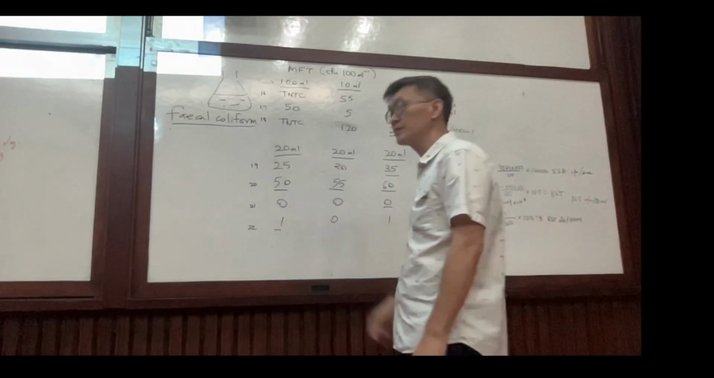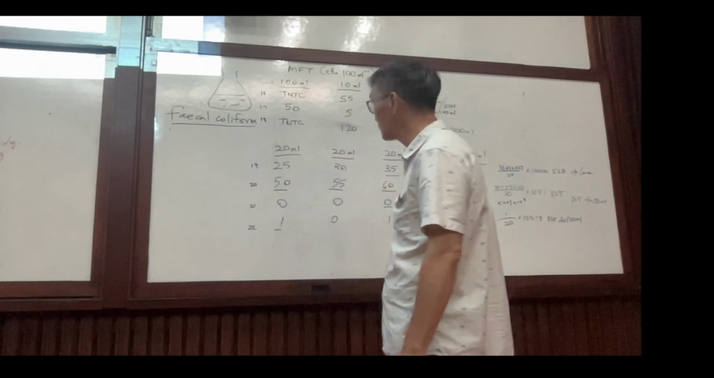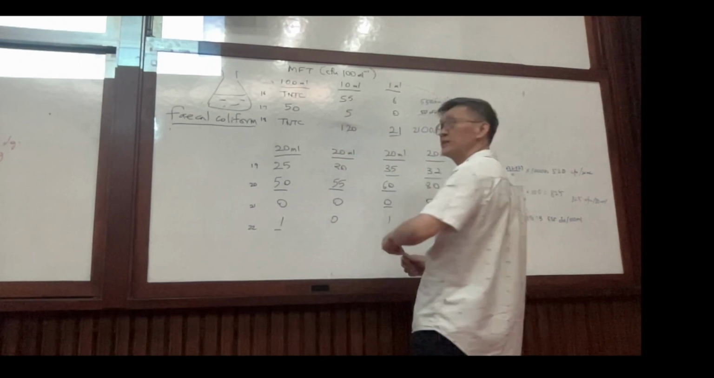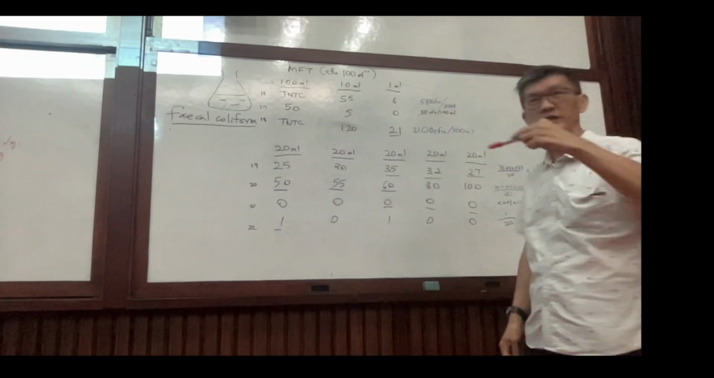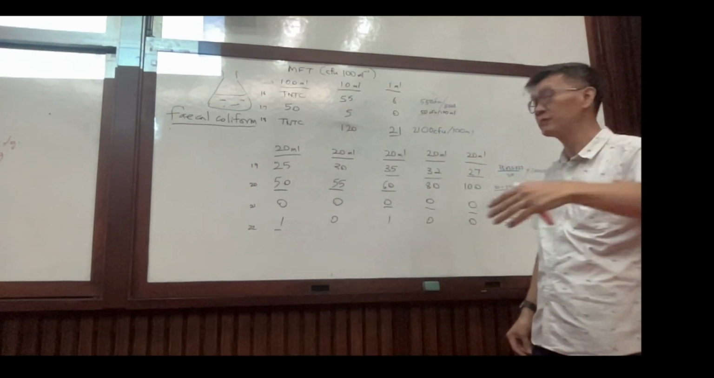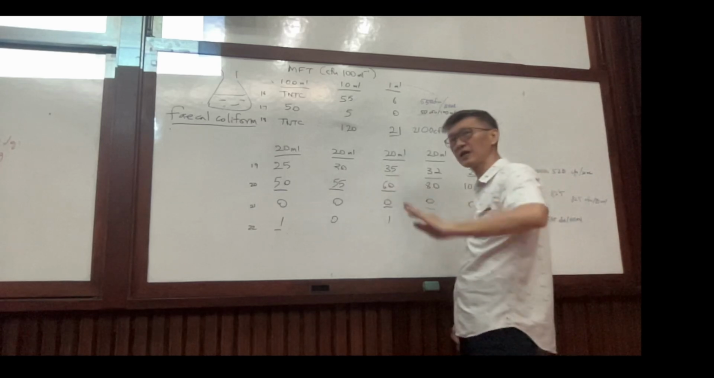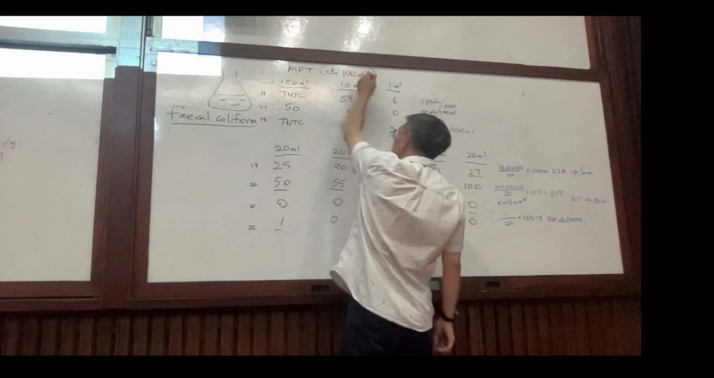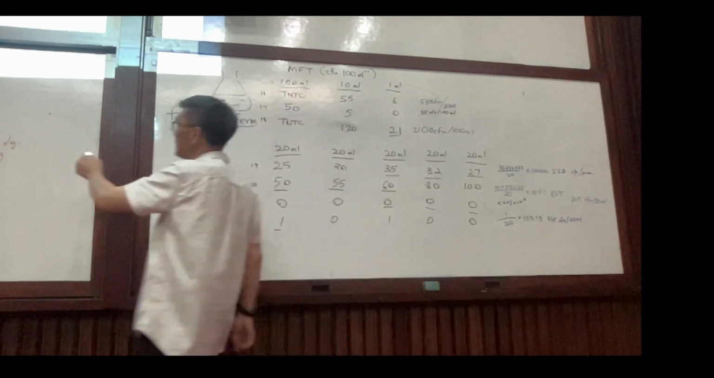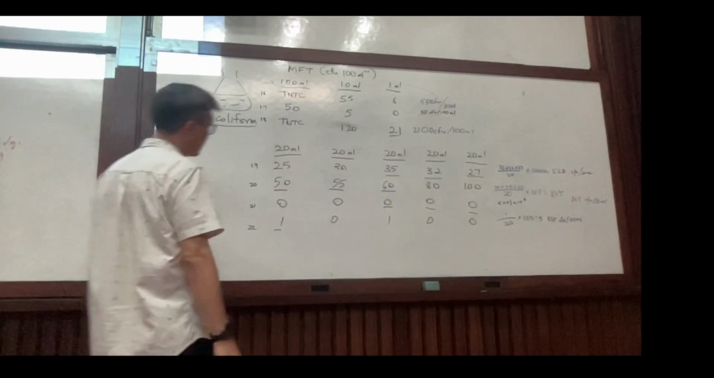So whenever we do MFT for water quality, the unit is CFU per 100 ml. Because the criteria set by the Department of Environment is CFU per 100 ml, or either MPN per 100 ml.